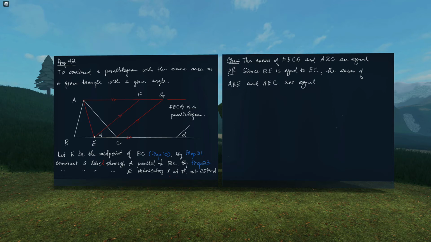And this is proposition 38, which says that if two triangles have equal bases between two parallel lines, and these two triangles are indeed between two parallel lines, then they must be equal. So the areas equal.